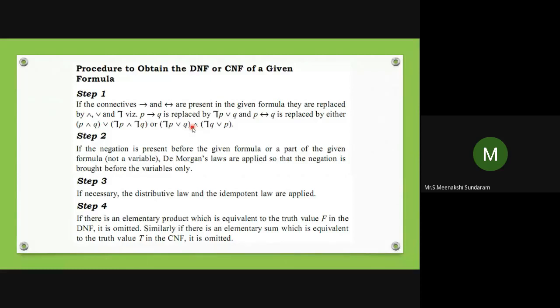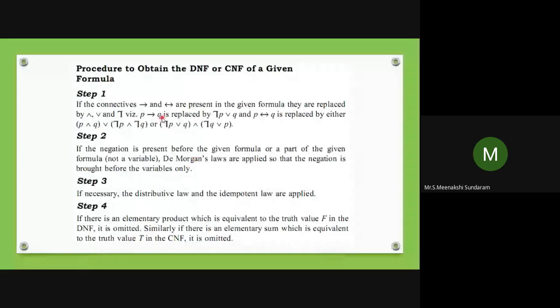Suppose P biconditional Q is given. If I want to write DNF, I can use this formula: (P conjunction Q), outside is disjunction, (negation P conjunction negation Q). So depending upon the problem, you can choose. When biconditional comes and the question is asking for DNF, use this formula. If the question is asking for CNF, use the other formula. P conditional Q becomes a disjunction, which will come in between brackets only.